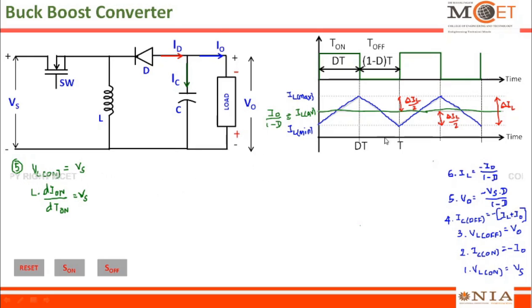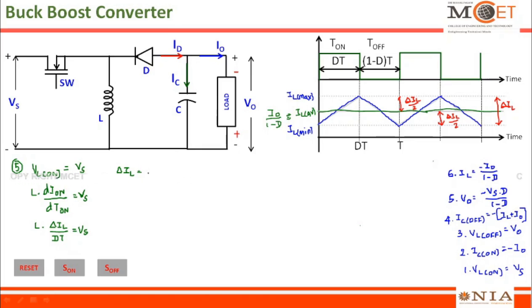So this dt on can be written as L into delta IL, because the current is varying from minimum to maximum, which is equal to delta IL. This is happening during this period. That is the change in current, within the duration from 0 to dt. So delta IL divided by dt on is equal to Vs. It's a very similar thing to what we followed in the previous two derivations. So from this, let me calculate my delta IL.